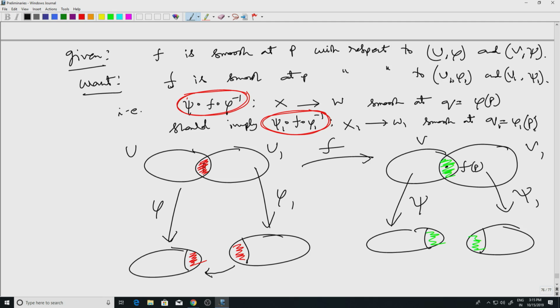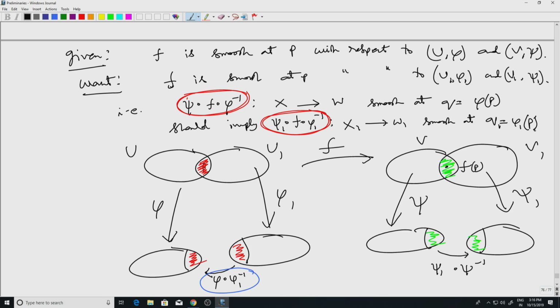I do phi1 inverse and then phi will take me from this. So this transition map here will take me from this red region to this red region. And similarly, here I have another transition map which takes me from, first I do psi inverse composed with psi1. So psi inverse will land me back in the manifold, and then psi1 will give me this part.